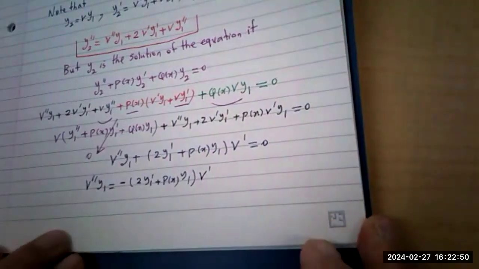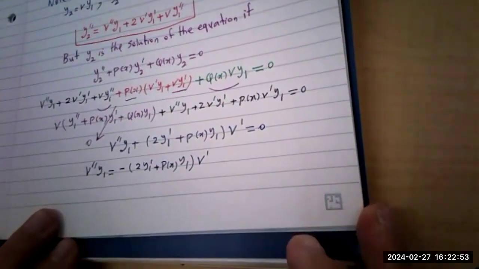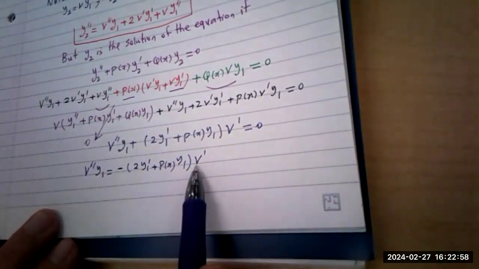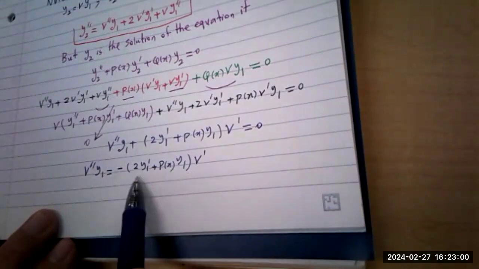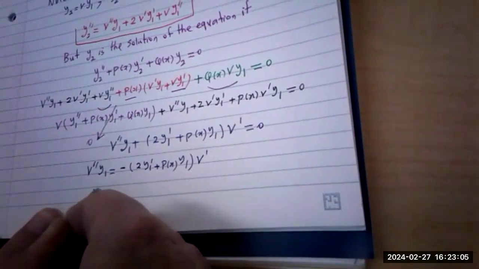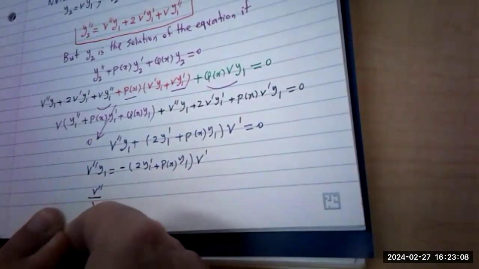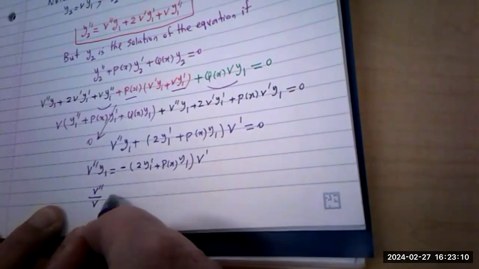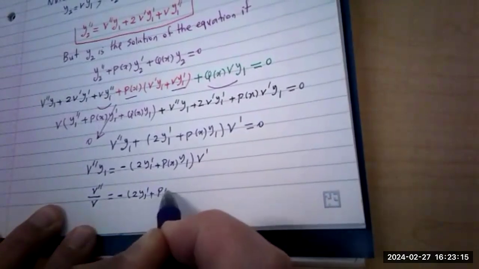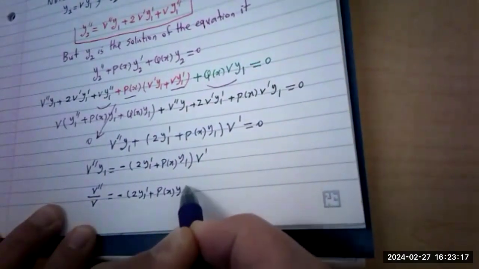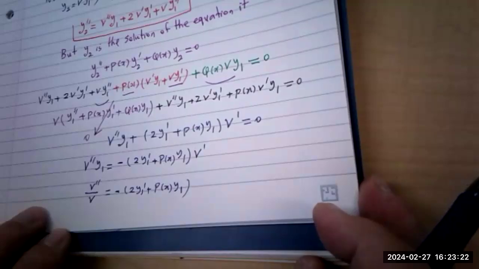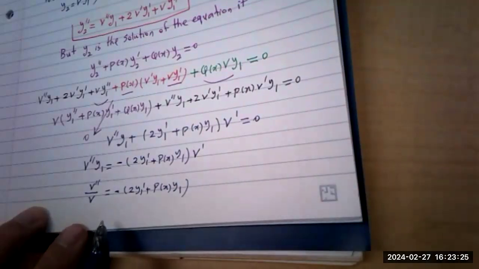Look at this. It's a kind of separable variable, so you can put those v's together and the rest together. So divide by v prime, because everything on the other side is known. So that gives you what? That gives you v double prime divided by v prime is equal to what? Is equal to the negative of 2y1 prime plus p(x) times y1. So this is a kind of separable equation, if you like.